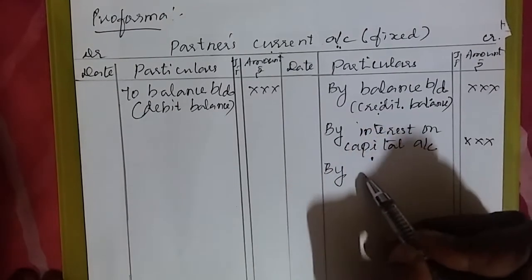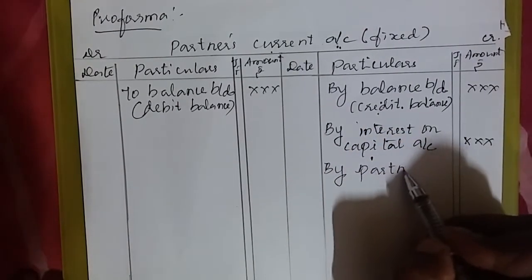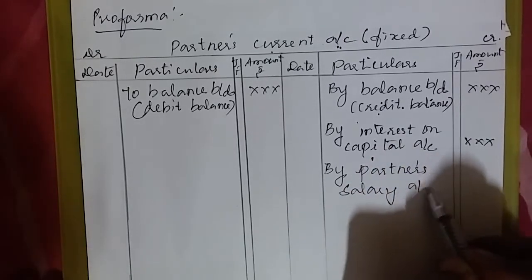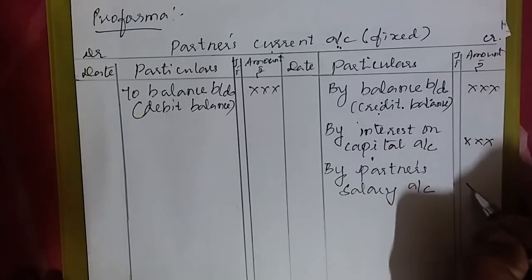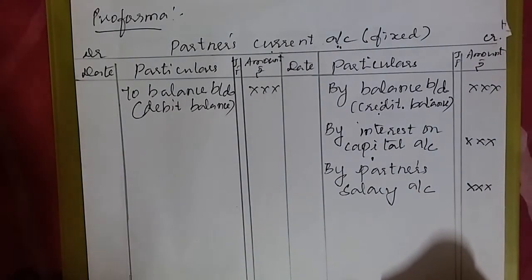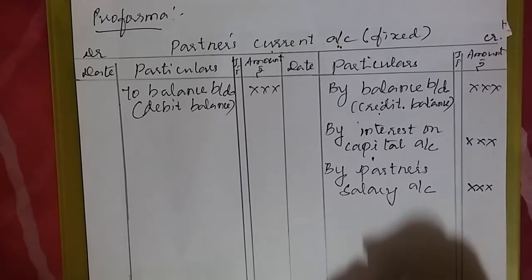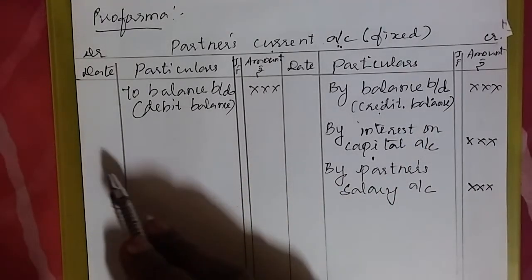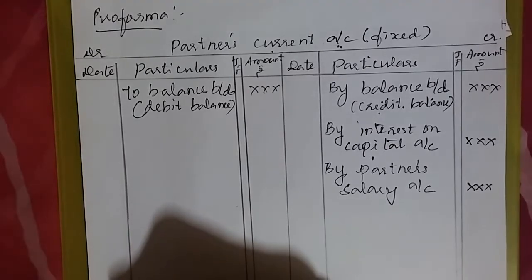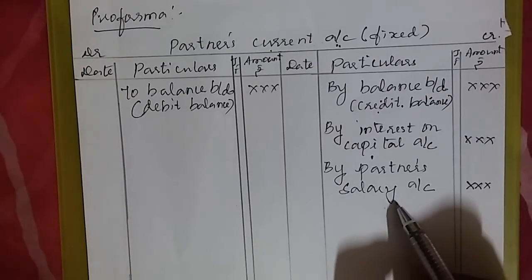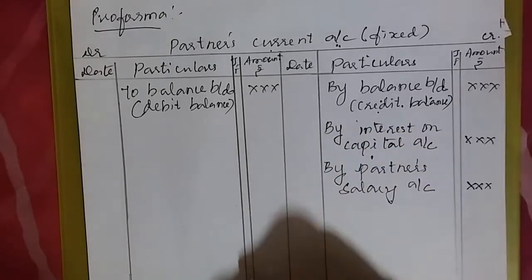And next one is by partners' salary. Partner's salary is also an income to the partner. All the incomes and gains, based on the nominal account rule, we show on the credit side. All the expenses and losses we show on the debit side. So salary is an income to the partner. We have to take this to the credit side.